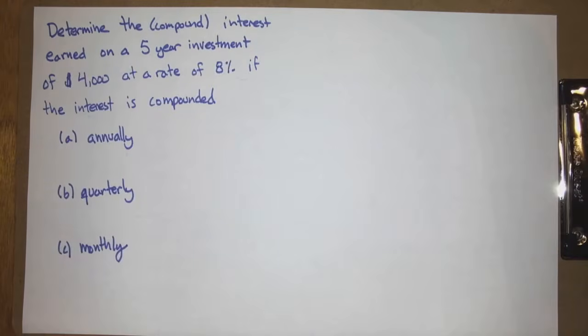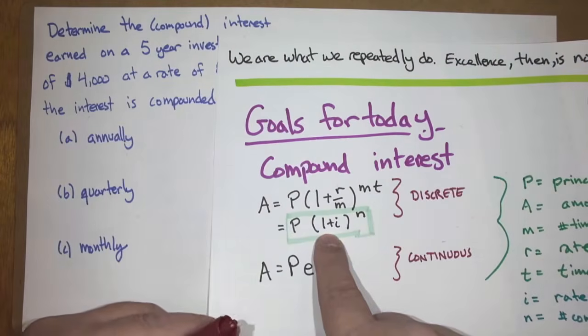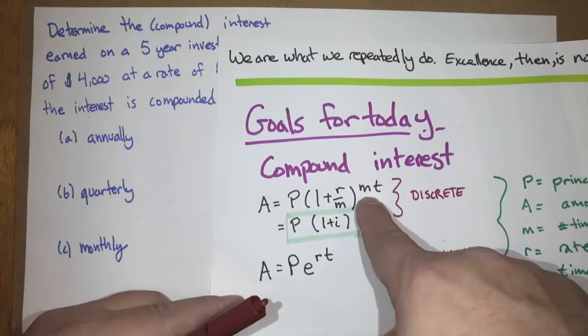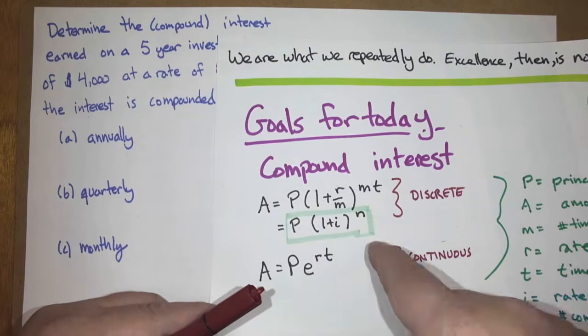So, determine the compound interest earned on a 5-year investment of $4,000 at a rate of 8%. If the interest is compounded, then we have a couple of possibilities: annually, quarterly, or monthly. All right. So we have our basic formula. So here we're in, sort of, what I call the discrete. Do you have a preference? Do you want the r and the m, or do you want to do the i? We can do it either way.